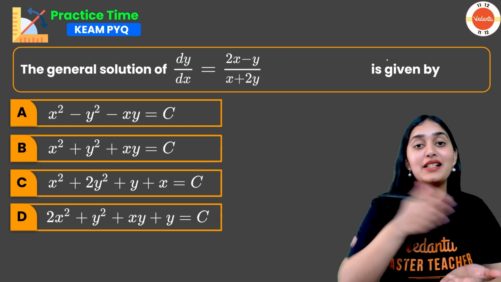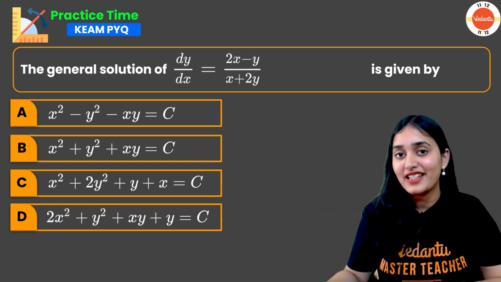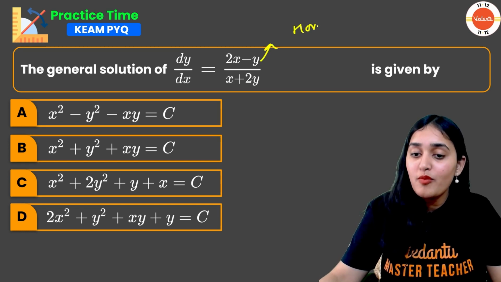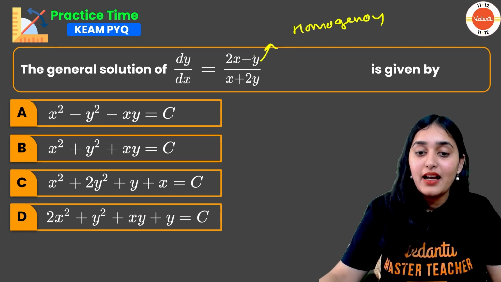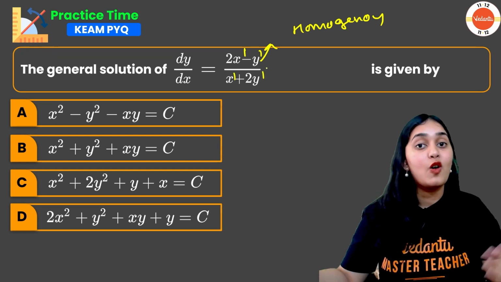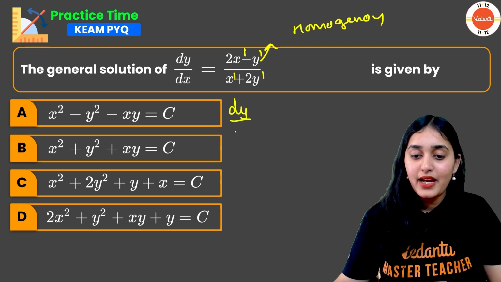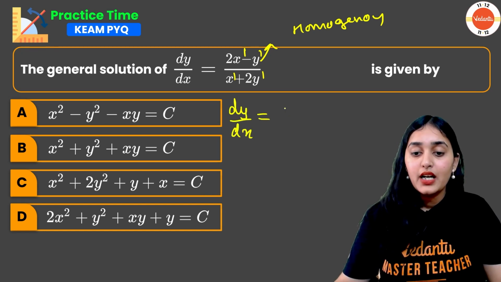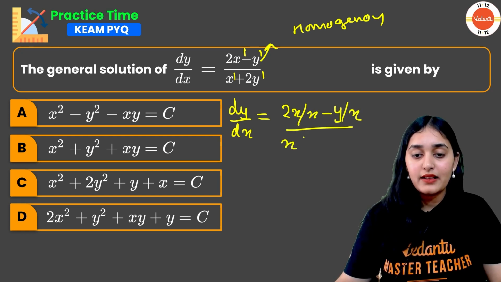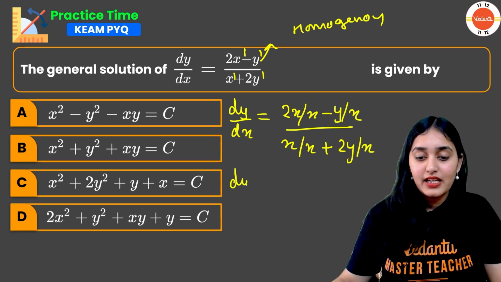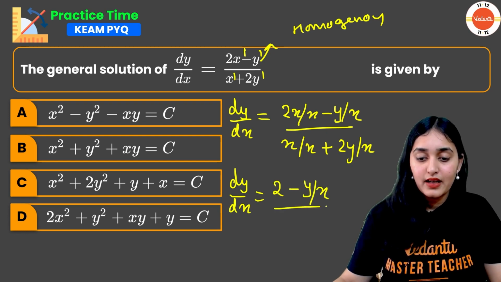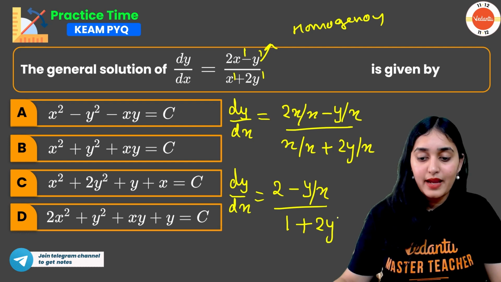Which method? Variable separation, homogeneous or linear differential equation? This is homogeneous. How come? See, power 1, power 1, power 1, power 1. All are having same power. So, I will write this as dy by dx is equal to 2 times of x divided by x, y divided by x upon x divided by x plus 2 times of y divided by x. So, I have dy by dx is equal to 2 minus y by x upon 1 plus 2y by x.